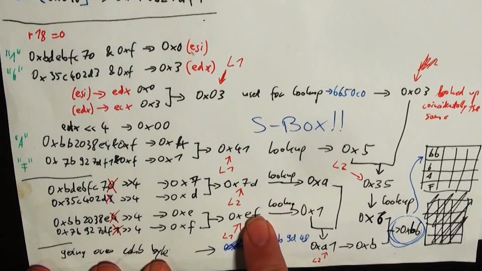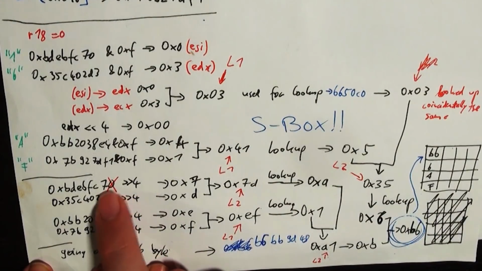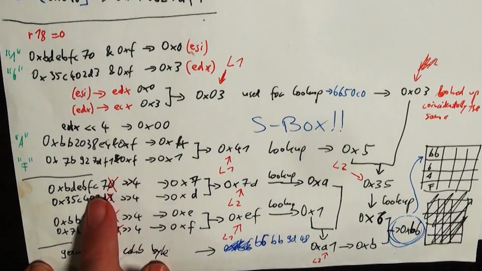So you get these intermediate values. And basically you do this again, but this time you shift this 32-byte value by 4, so you cancel out the last nibble.